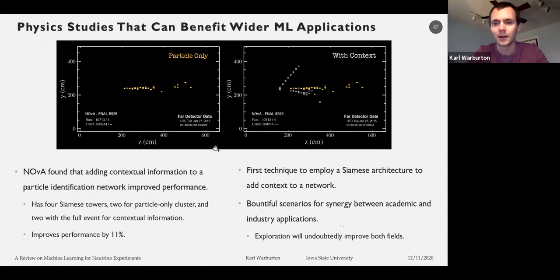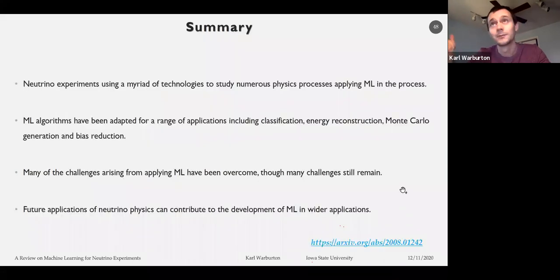So this network here was the first to employ a Siamese architecture, primarily to add context to a network. And as we start doing this in different scenarios, we'll obviously find many more synergies between academic and industry applications. And I'm sure this exploration will ultimately improve both fields significantly in the future. So thank you very much for spending your morning listening to me talk.